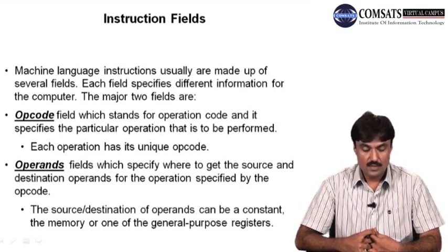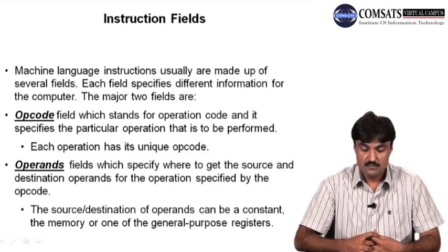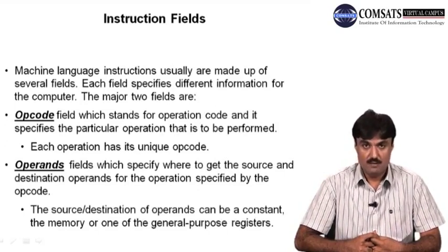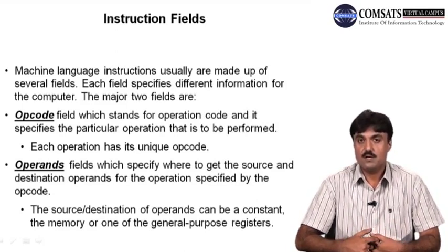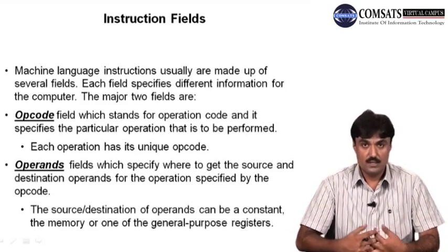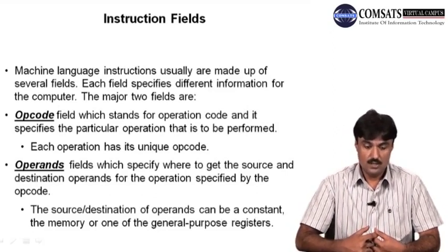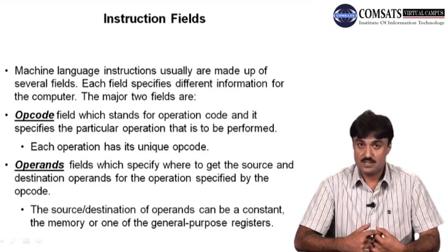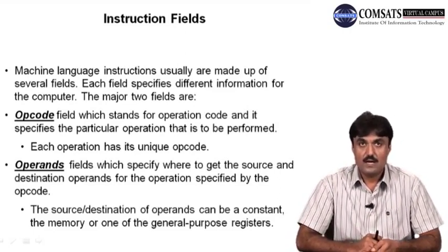The second field is called the operands field, which specifies where to get the source and destination operands for the operation specified by the opcode. For example, if an instruction performs addition of two numbers, what are these two numbers, or from where do we have to get them? Either these two numbers are available inside the memory or so on. So operands specify the source and destination, for example, if we add two numbers and store the result somewhere else.